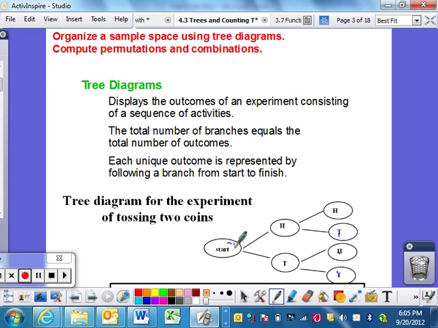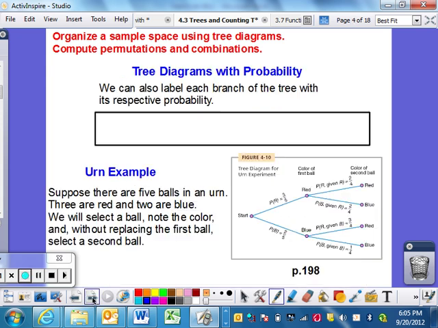So if you're going to flip a coin 2 times, this is the tree diagram: you might flip a head and then a head or tail, tail or head, tail, tail. So you have 4 options, different ways to go about doing that.